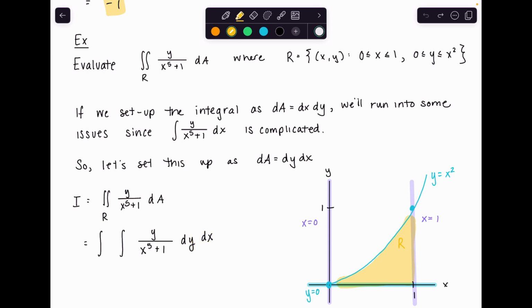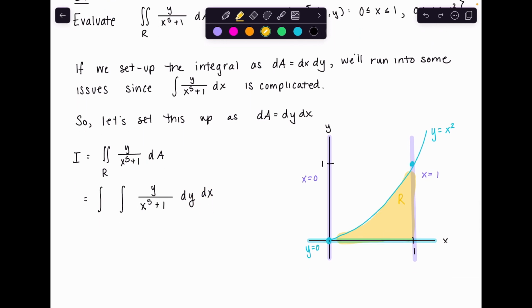My outer bound is always the easiest because that has to be the constants x is changing between. So my outermost bound is from 0 to 1. Now, for the inner bound, for my y values, if I pick an x value, say right here, my y value is always starting at the bottom and going up to x squared. If I pick right here, you're still starting at 0 in this region and going up to x squared. Pick this point, starting at 0, going to x squared. So our bounds are 0 to x squared.